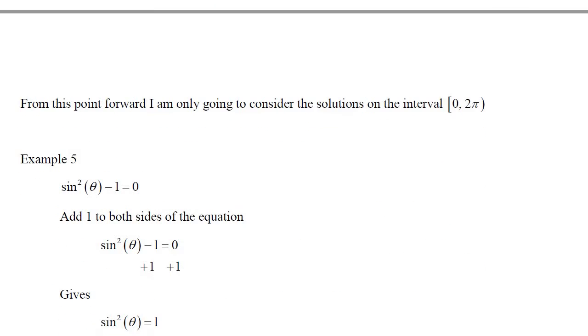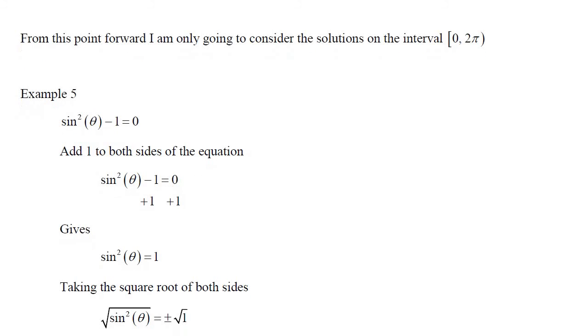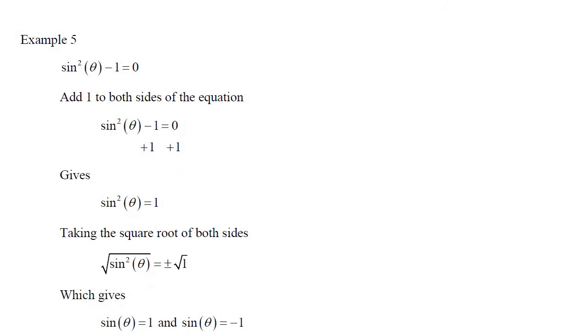Alright, for the last couple of examples in these notes, I'm only going to look at solutions that are on the interval from 0 to 2 pi. Alright, so here I have sine squared theta minus 1 is equal to 0. So I want to isolate this trig function. Add 1 to both sides, and that gives me sine squared theta is equal to 1.